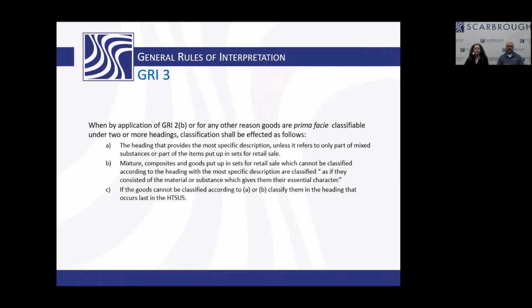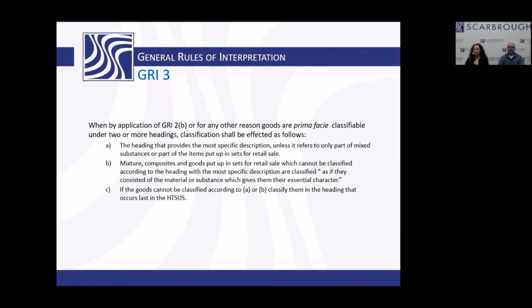Mixture or composite of the goods set up for retail sale, which cannot be classified according to the heading with the most specific direction, is consisting of the material or substance which gives them the essential character. Again, they use essential character. So what that's saying is that if we have 2 items and we can't tell, we have to ask the question, which one is the essential character? And then we'll classify it according to the essential character. In a sense, we're going back to one of the other general rules of interpretation to determine.